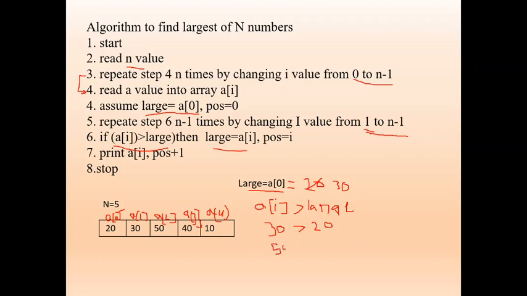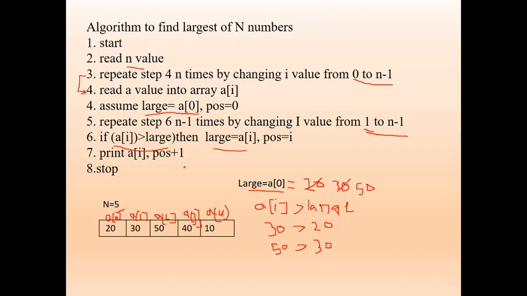A of 2 is 50 and position is stored, position value is 2. Okay, 50. What is my large value? Recent large value is 30. 50 greater than 30? Yes. So automatically I am changing large equal to A of I. What is my recent A of I? 50. So large is replaced by 50 and my position is 0, 1, 2.